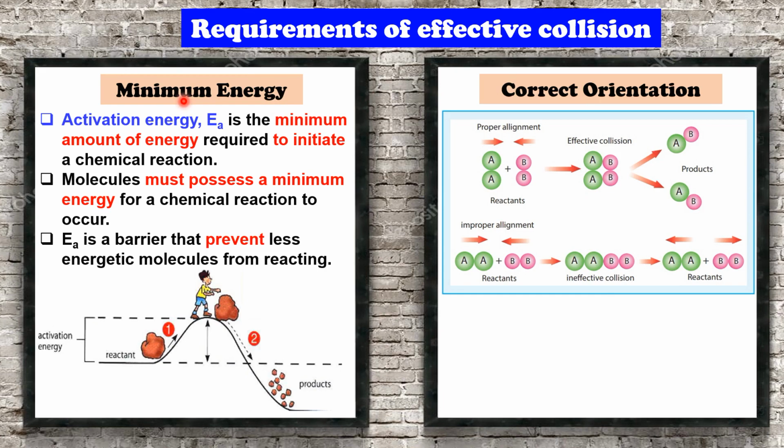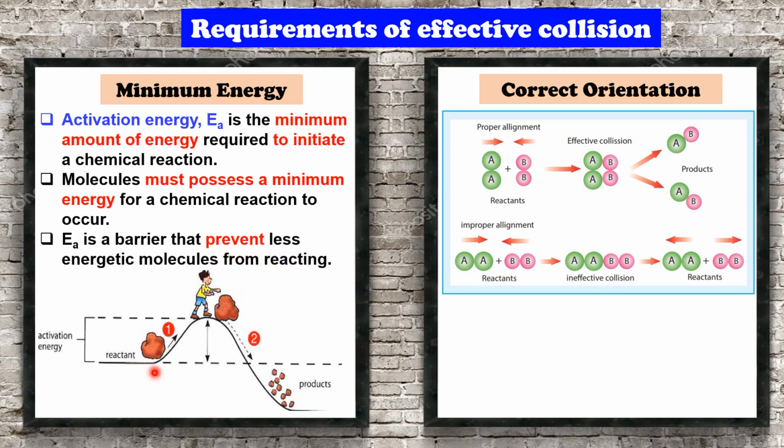So first is minimum energy. The minimum energy here refers to the activation energy, or the short form here is EA. We can define activation energy as the minimum amount of energy required to initiate a chemical reaction. Which means molecules must have a minimum energy for the reaction to occur, to start. In conclusion, EA is actually a barrier that prevents less energetic molecules from reacting.